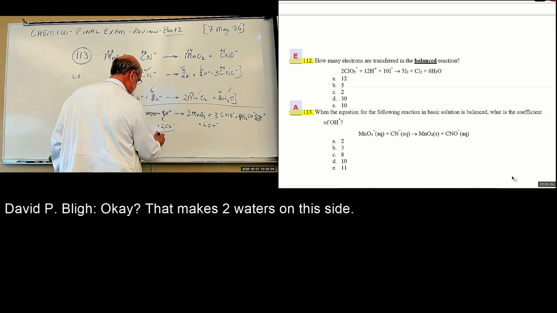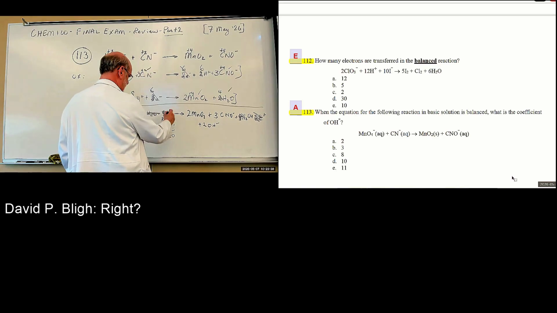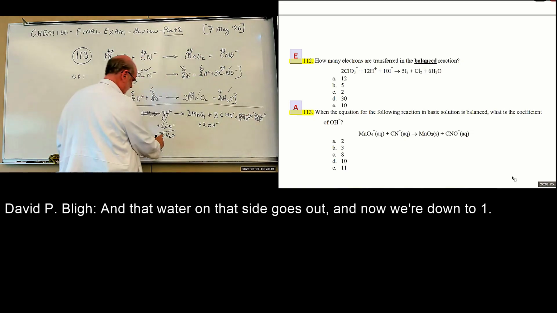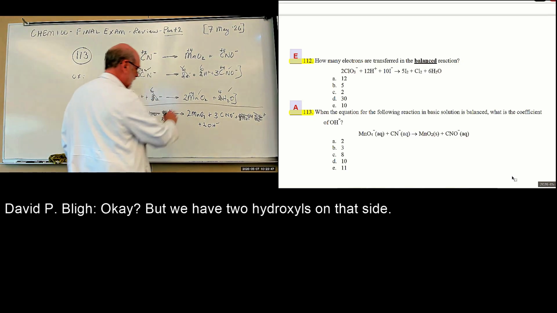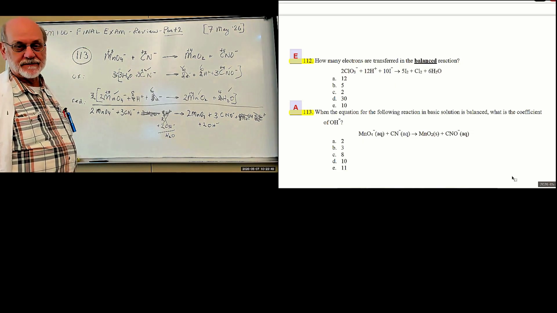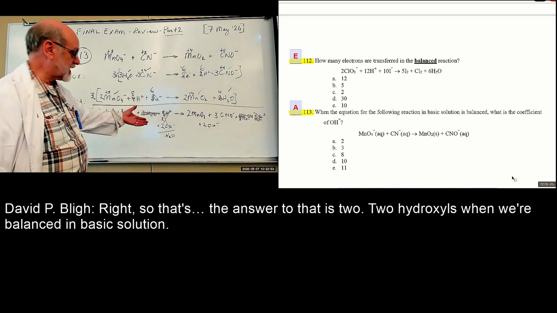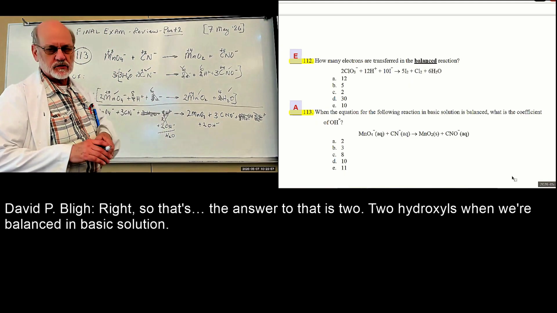Okay? That makes 2 waters on this side. And that water on that side goes out, and now we're down to 1. But we have 2 hydroxyls on that side. So the answer to that is 2 hydroxyls when we're balanced in basic solution.